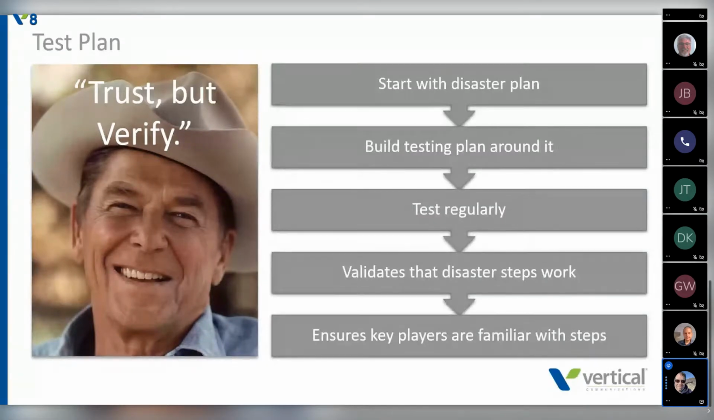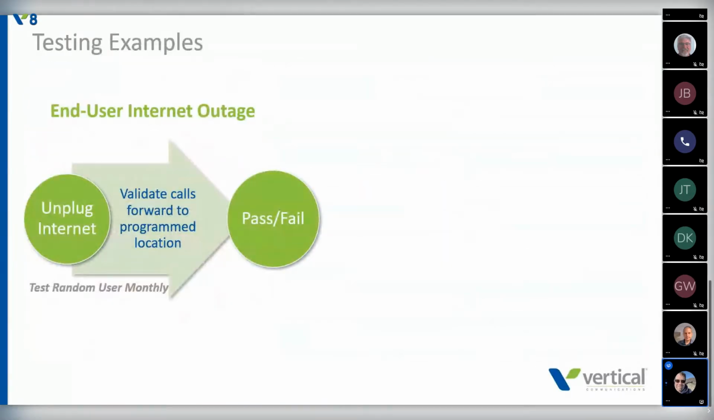And if something goes wrong, or if the system changes, you can update that plan and change it because you know it, because you've got the test plan. And even better, it makes sure that the key people are familiar with the steps. So when the freak out of, oh my gosh, there's a problem, this doesn't work, or something's gone wrong happens, they are still comfortable because they've tested and they've done this regularly. It's practice, basically. So let me give you just a couple quick examples of what I talk about. Say you're worried about end user internet outages.